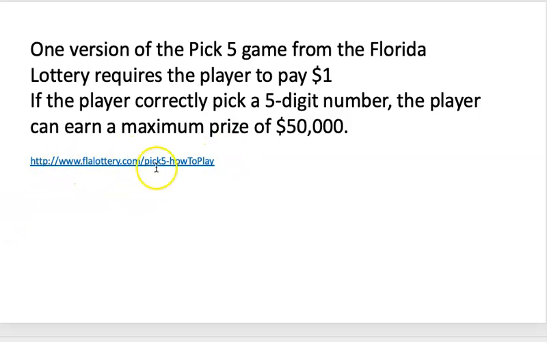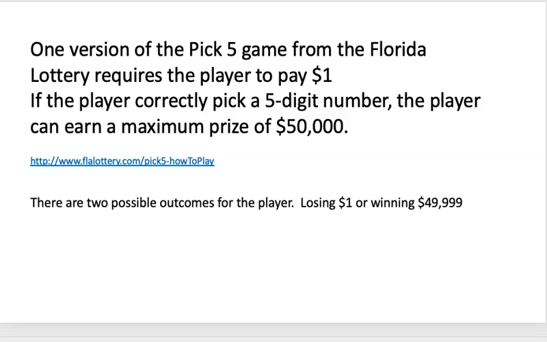And here is a site where you can take a look at the rules of the game. So there are two possible outcomes. You're going to pay $1 to play, so the ticket costs you $1. If you do not get the correct number, you lose $1. If you get the correct number, you win $50,000, but you already paid the $1 to play. So in essence, you win $49,999.